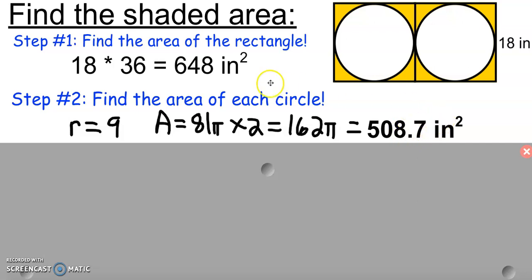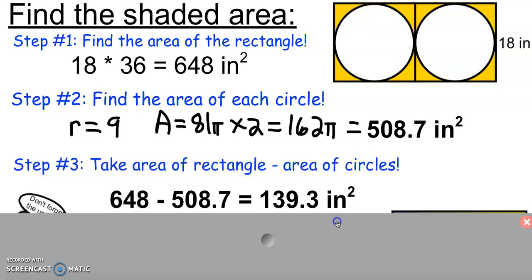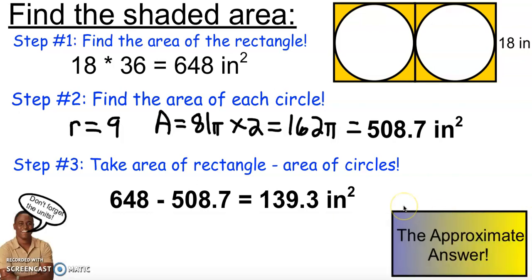508.7 inches squared. And then I just have to subtract. If I subtract the circles from the area of the rectangle, what's going to be left is the shaded part. So 648 minus 508 is going to be 139.3 inches squared. All right.